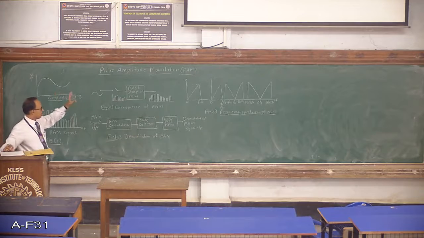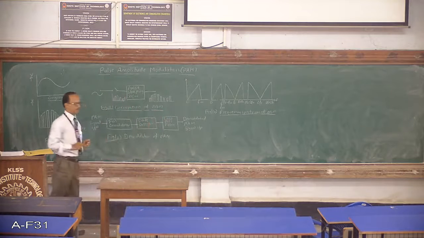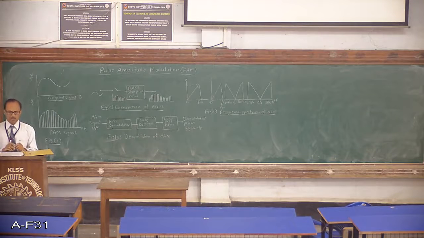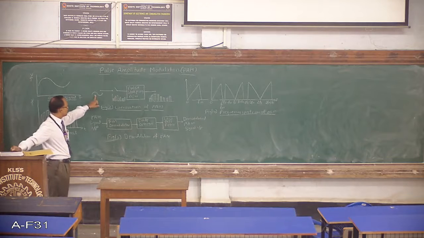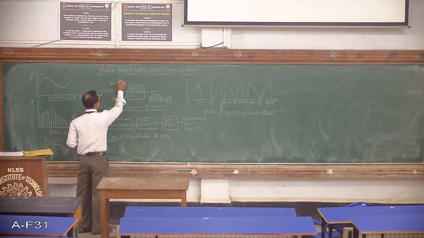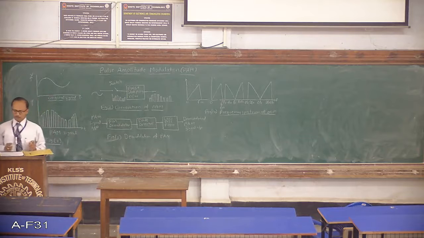Now, how this PAM can be generated, that we will see next. Generation of PAM. For this, a simple scheme can be used. It is very easy to generate and demodulate a PAM signal. The signal to be converted to PAM is fed through a switch which is controlled by a pulse train. So, as you can see, this is the original signal which is fed to a switch. This is the switch. Although here an ordinary switch is shown, this switch is controlled by a pulse train.